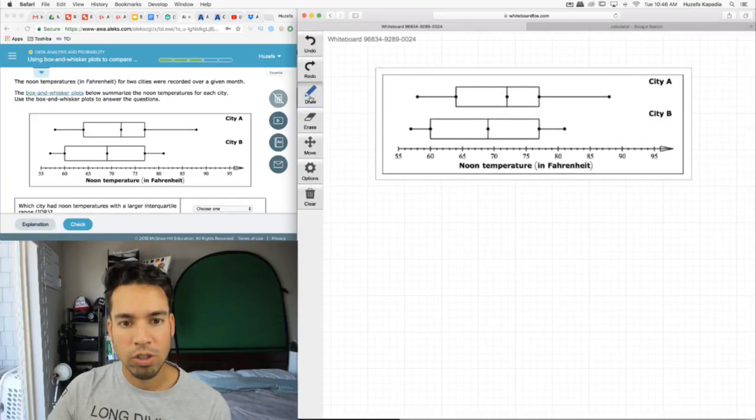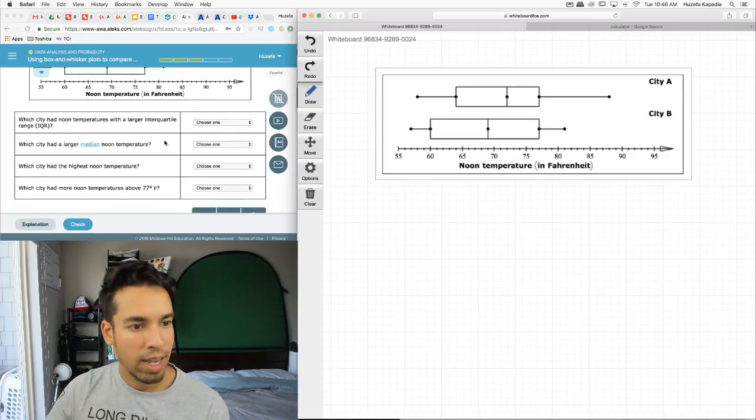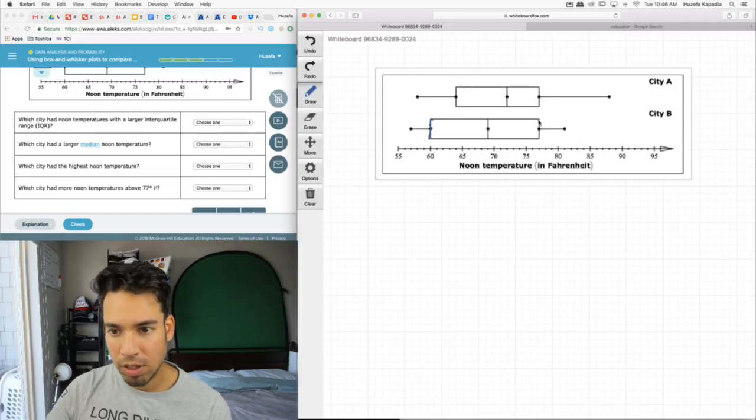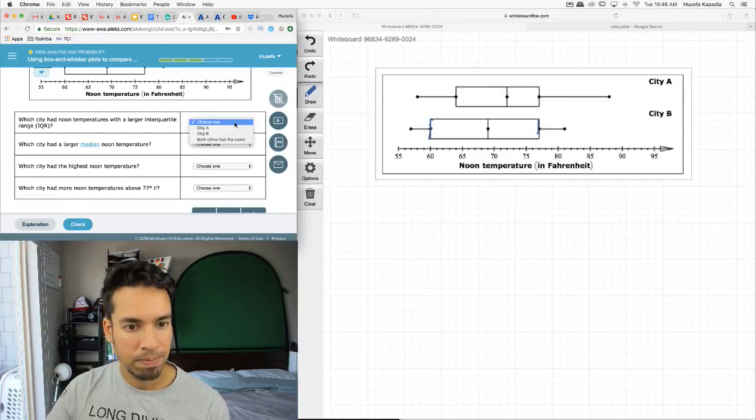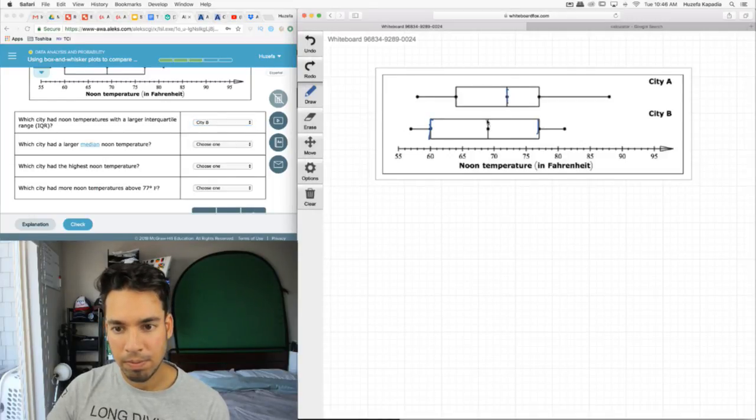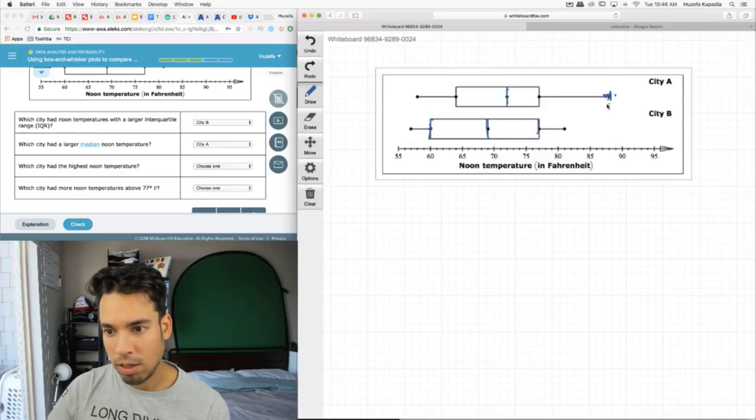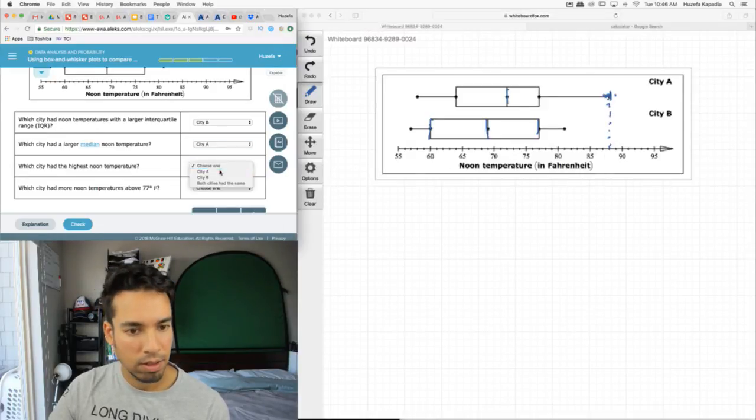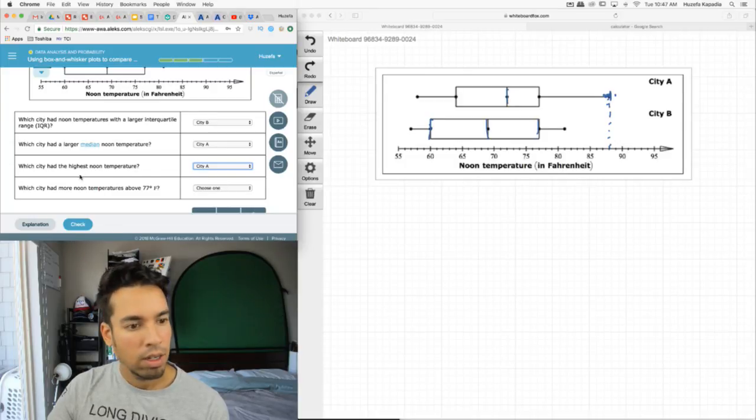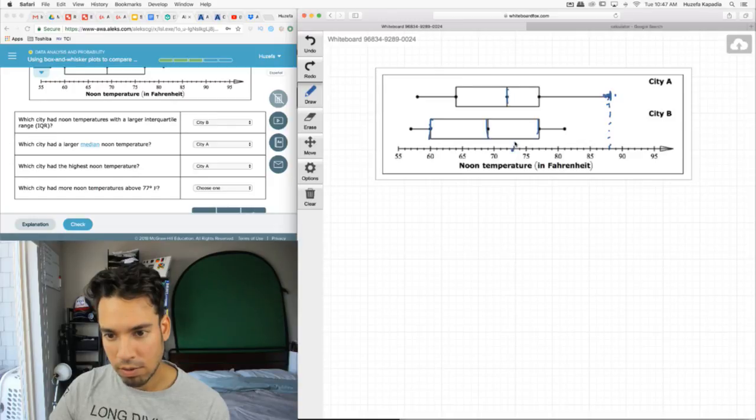Okay, this is temperatures in Fahrenheit. We got 2 cities. Let's do it. Which city had noon temperatures with a larger interquartile range? This guy, right? From here to here is bigger than from here to here. So B. Which city had a larger median? It's this guy, right? The median's higher there for city A. Which city had the highest noon temperature? Right here. High temperature of like 88. City A. And then which city had more noon temperatures above 77? So here's 77.